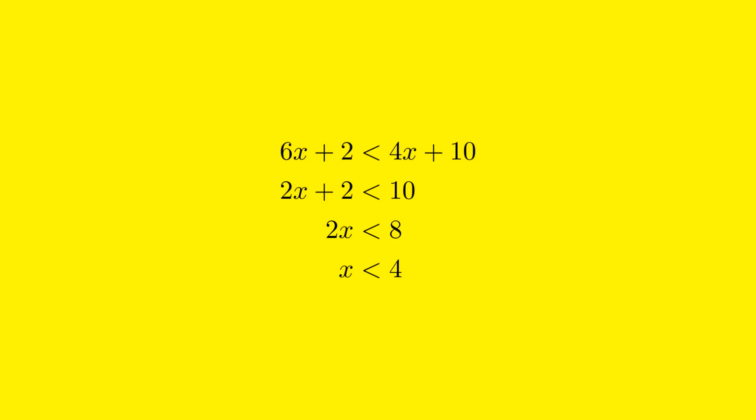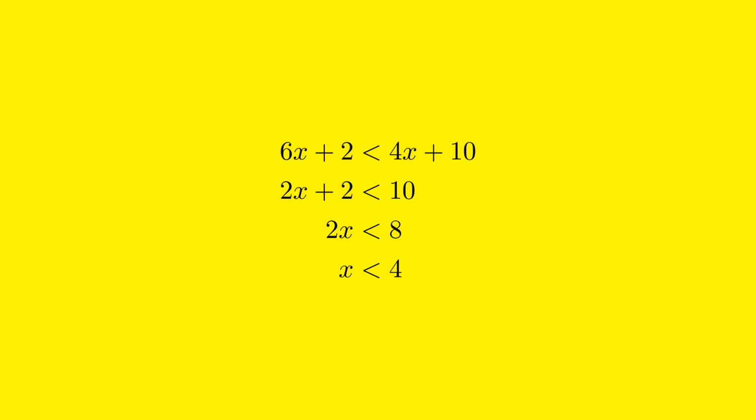To solve the inequality 6x plus 2 is less than 4x plus 10, we first focus on the x terms. They are 6x on the left and 4x on the right. We subtract 4x, the smaller amount, from both sides to get these terms to one side of the inequality. After doing this, we are left with 2x plus 2 is less than 10 on the left.